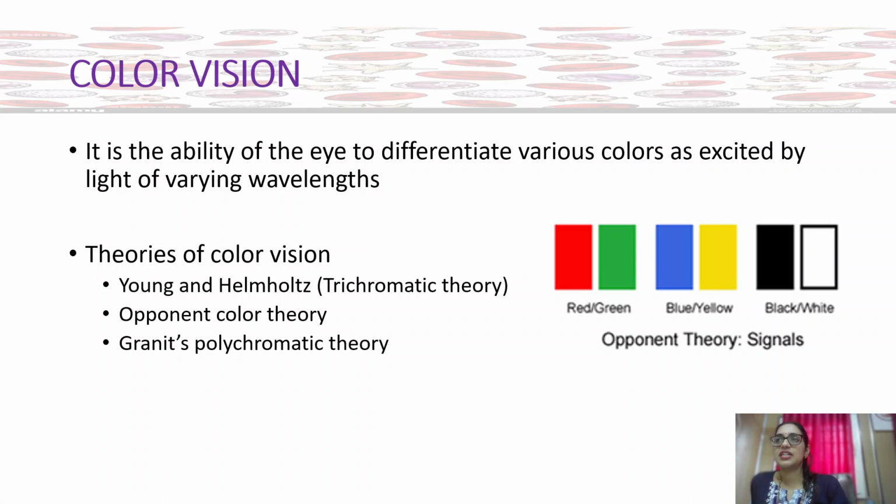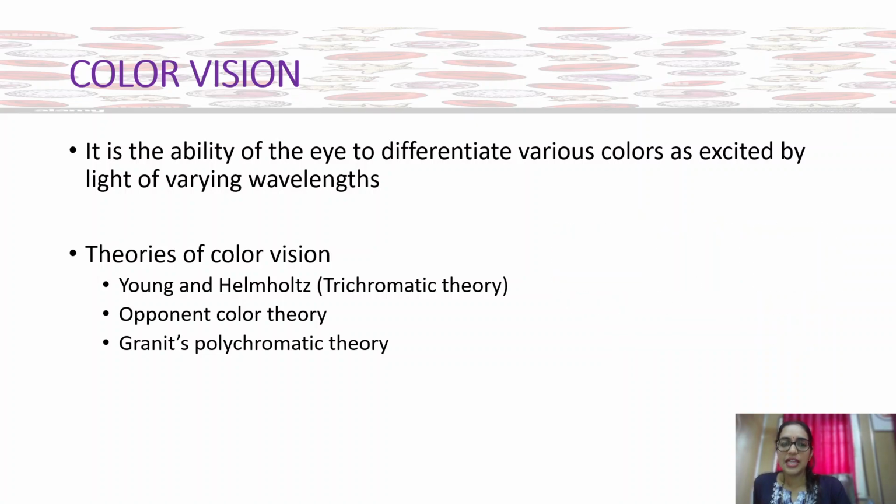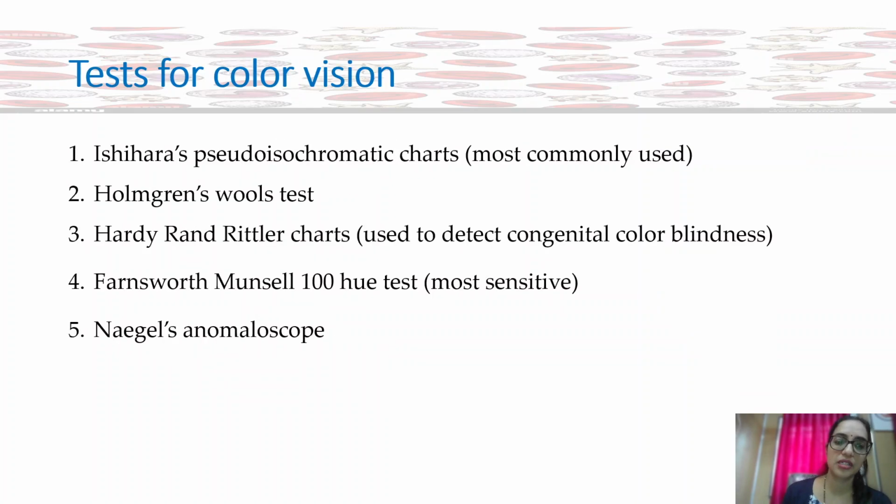So each of these theories has a different place in different settings. And then there is Granit's polychromatic theory that says that there are around 7 types of cones that are responsible for the 7 rainbow colors.